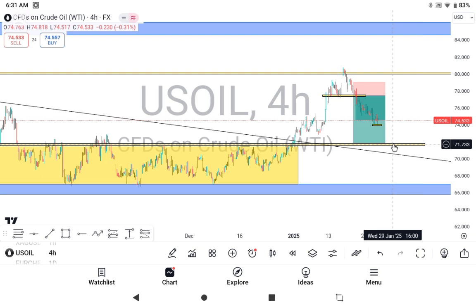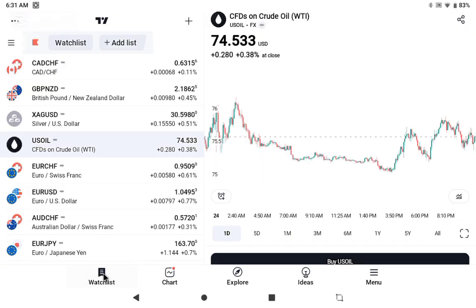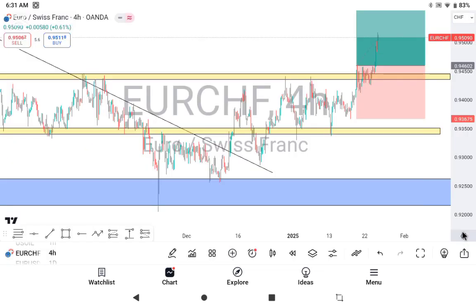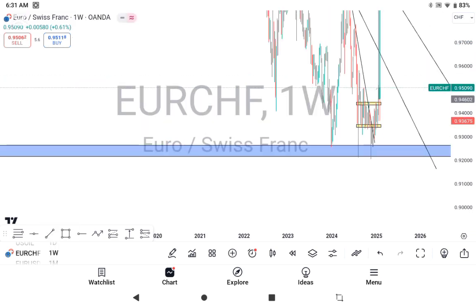So let's move next to EURCHF. I have been calling EURCHF to the upside. So let's go to the weekly time frame to analyze again to get the flow properly.